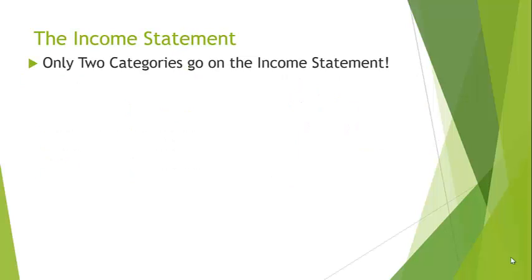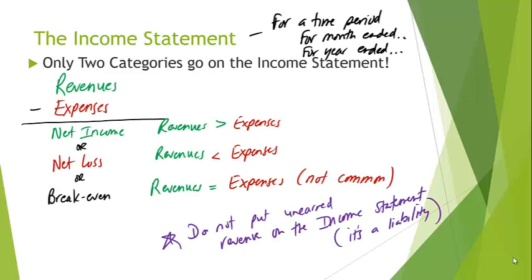The first one we look at is the income statement. Only 2 categories of accounts go on the income statement, and they are revenues and expenses. So we take our revenues, we subtract out all of our expenses, and we have 3 potential outcomes. We could have net income, and in that case revenues are greater than expenses. We could have net loss, which means that revenues are less than expenses. Or in the very unlikely scenario, we could have break even, where revenues exactly equal expenses.